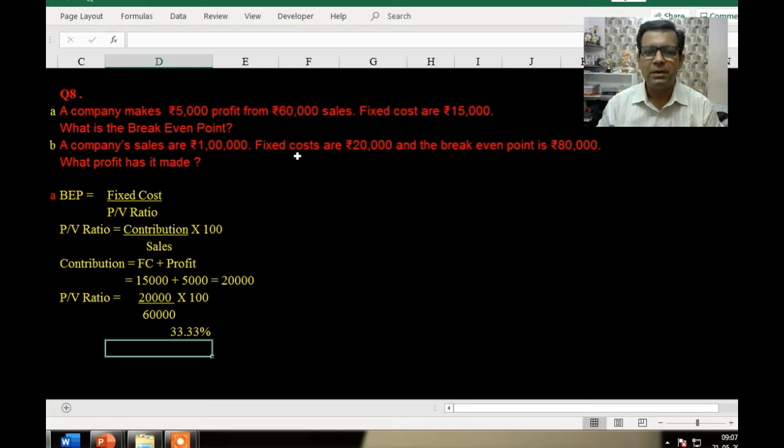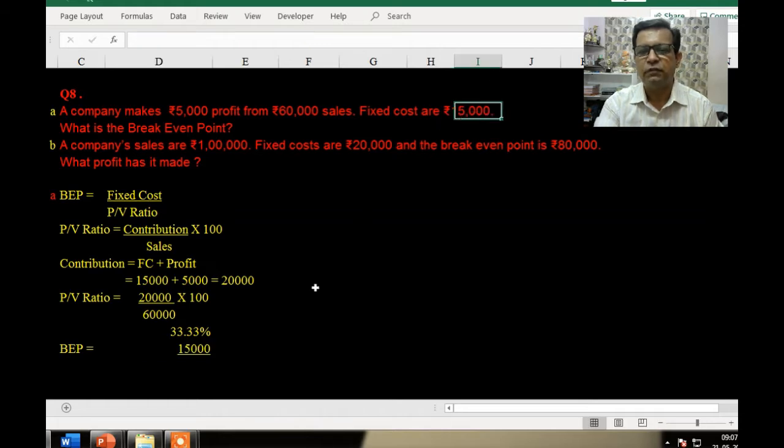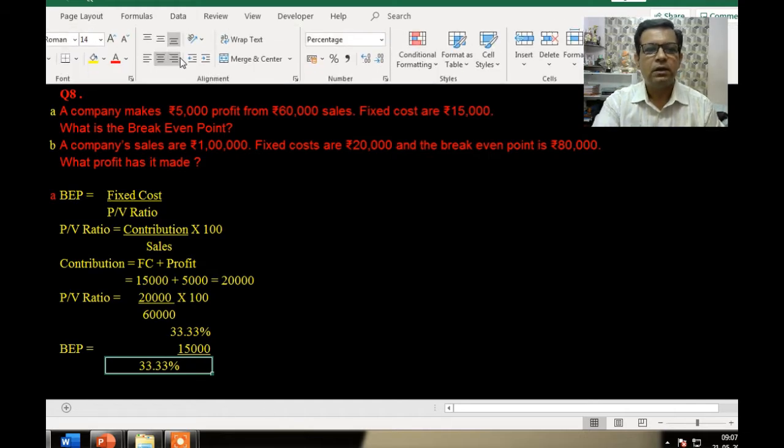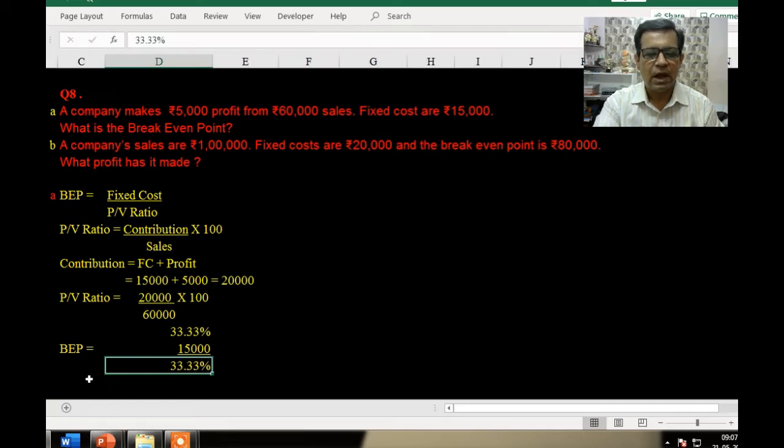Now the problem has become easier for us. Now calculating BEP is a comparatively very easier job. It is fixed cost, which is 15,000. We have already seen that here. Fixed cost 15,000 given to us. This will be divided by PV ratio, which is 33.33%. So what do we get exactly here? BEP is 45,000 rupees. The answer that we get is BEP is 45,000 rupees.